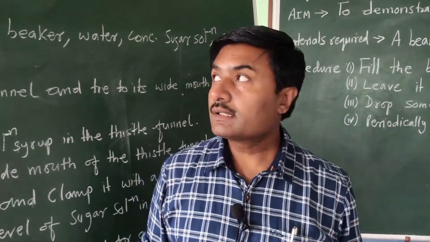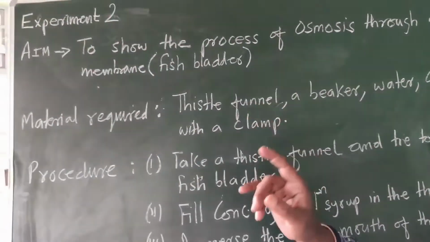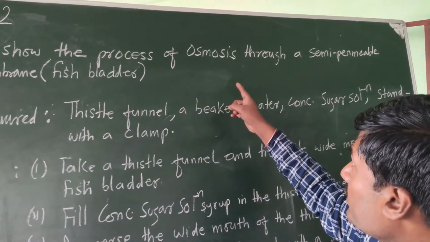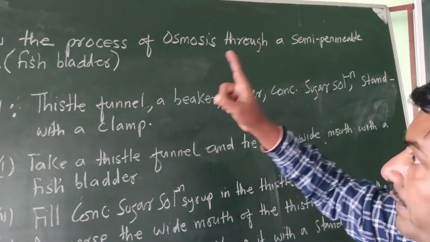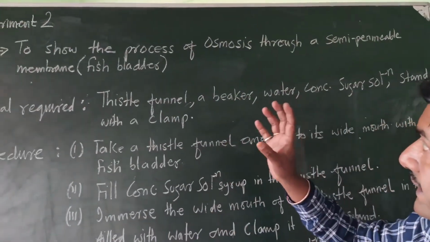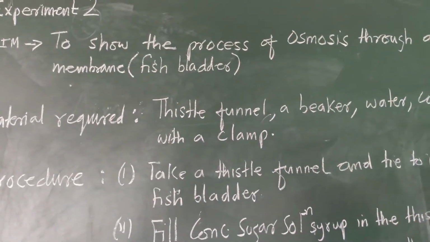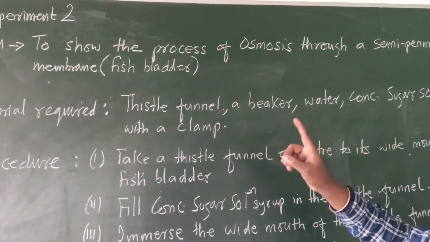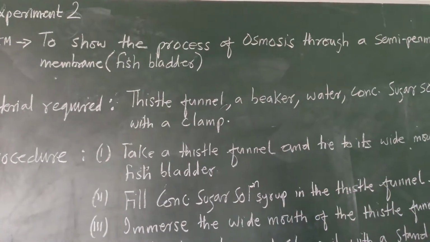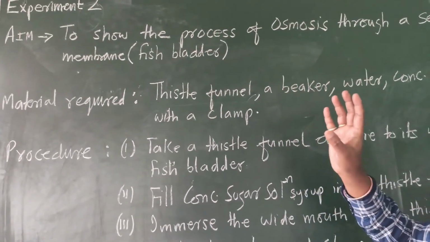Now we will move to the second experiment, that is experiment 2. Now in this experiment the aim is to show the process of osmosis through a semi-permeable membrane. Okay, so in this experiment we will see how molecules move from higher concentration to lower concentration through a semi-permeable membrane. And for today's experiment we have taken fish bladder as a semi-permeable membrane.